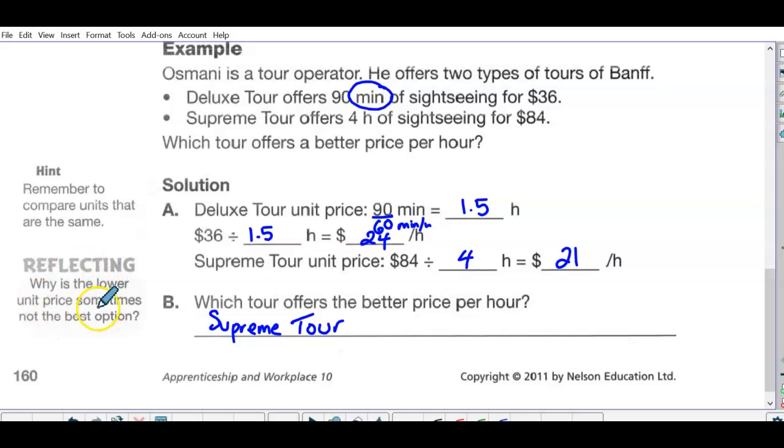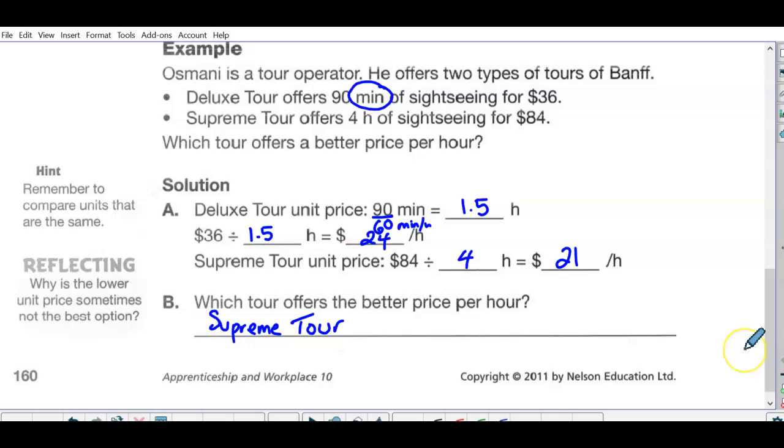Then if you take a look over at the reflecting, it says, why is the lower unit price sometimes not the best option? Well, in this case, maybe you don't have 4 hours to spend taking a tour. You have to catch a flight or something like that. If it's a tour, as for us living here, maybe it is, you just don't have that. By the time you travel to Banff and back, you don't have that 4 hours. You have to get back in the evening or something like that. So that's one reason I can think of.